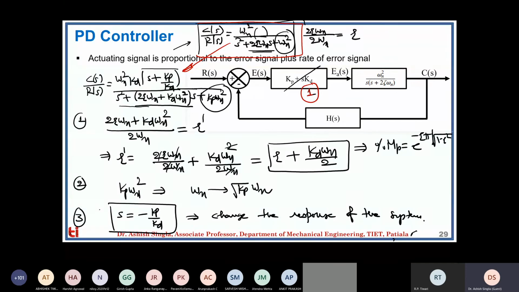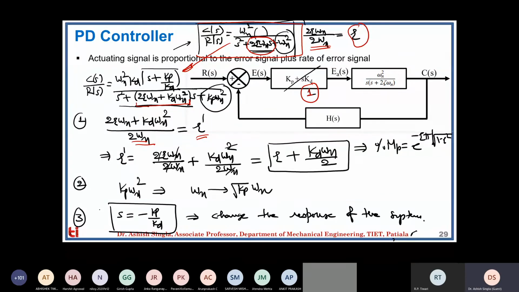The first change is the amount of zeta. We know this is the term for calculating the zeta value: whatever is the coefficient of s in the denominator polynomial, we divide it by 2 omega n, and that gives us the zeta value. Similarly, whatever is the coefficient of s over here, if we divide it by 2 omega n, we get the zeta value of the new system.